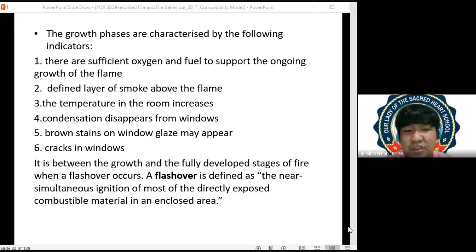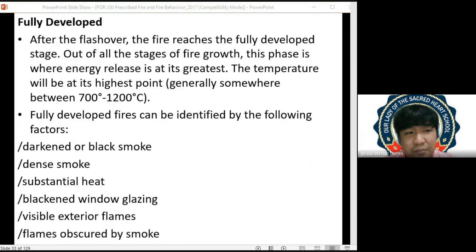And pag dumating na yung point na yun, meaning malapit na lahat ng combustible material umabot na sa point na nag-ignite na sila, umabot na yung point na nagkaroon na ng tinatawag na flash over. Ito yung point na meaning malapit na ma-fully develop yung fire natin kasi nag-ignite na lahat ng fuel possible present in an area. And plus pag nag-umpisa nang masunog, mag-burn yung mga fuel natin in an area, masasabi natin na fully developed na yung fire. It's usually 700 to 1,200 degrees Celsius.